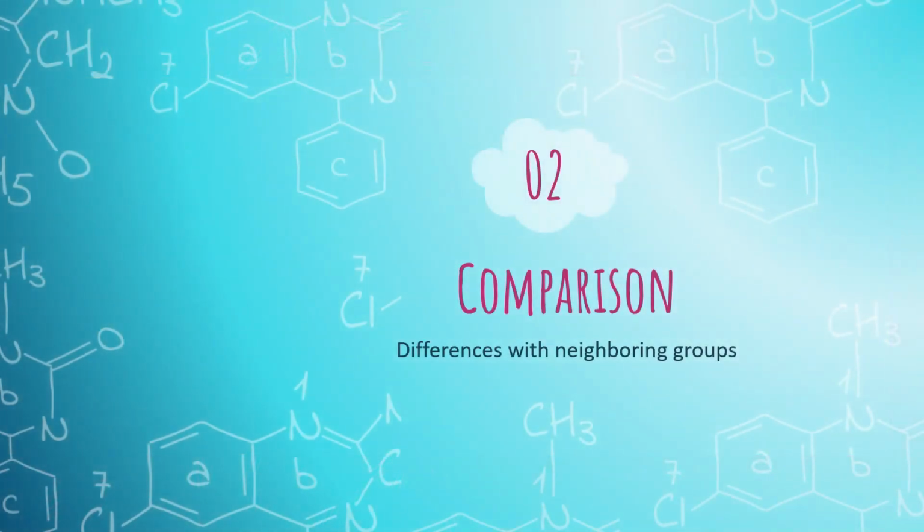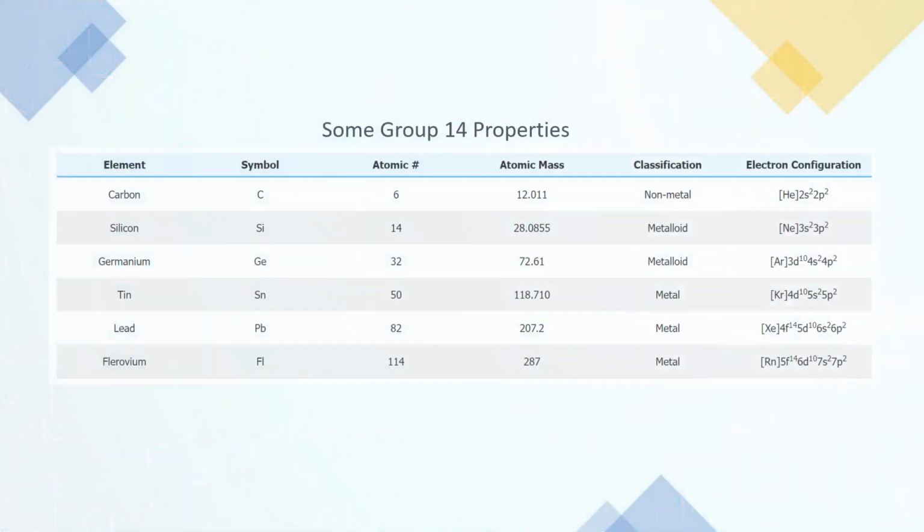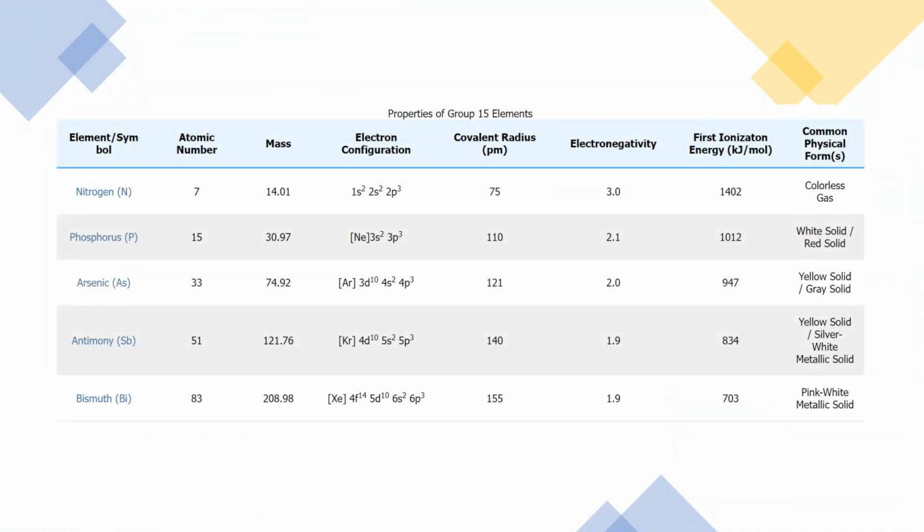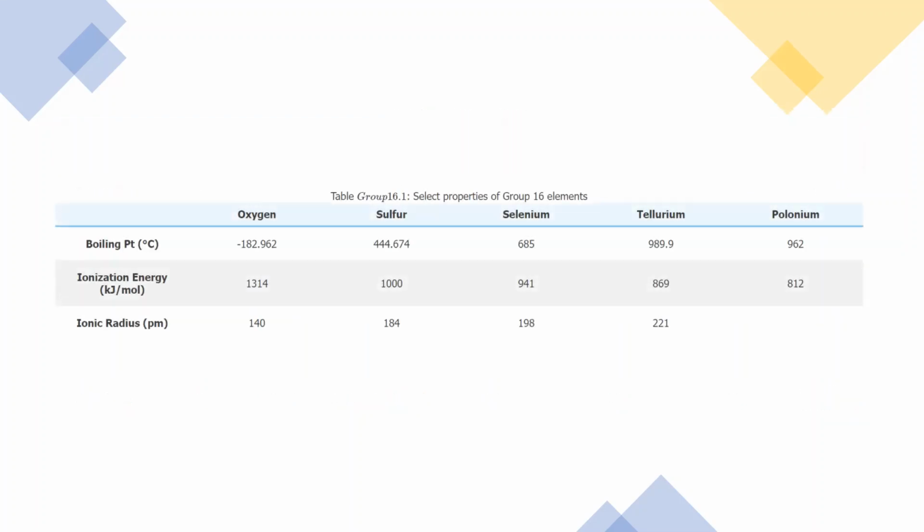Now I'll be covering comparison of group 15, which is neighboring groups group 14 and group 16. So these are some group 14 properties. These are some group 15 properties. And these are some group 16 properties. And these will be elaborated more on later.